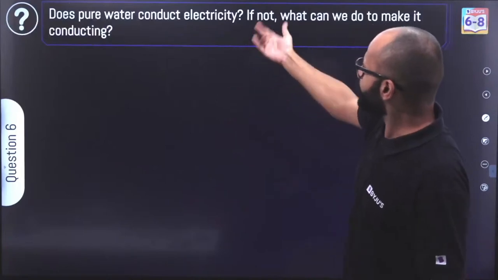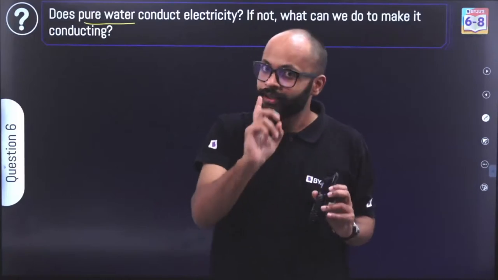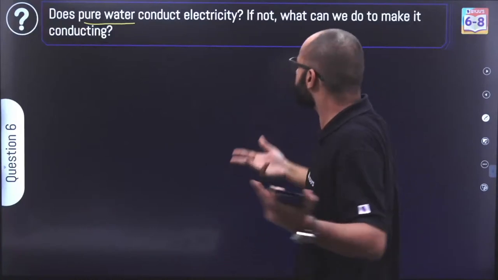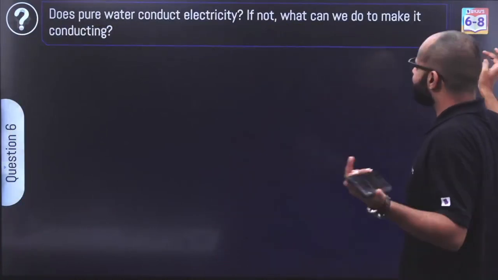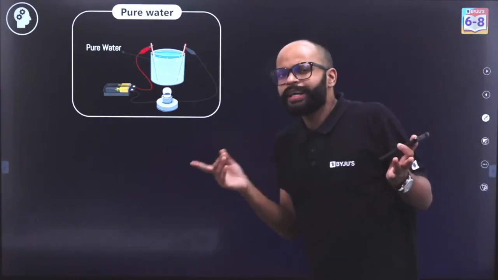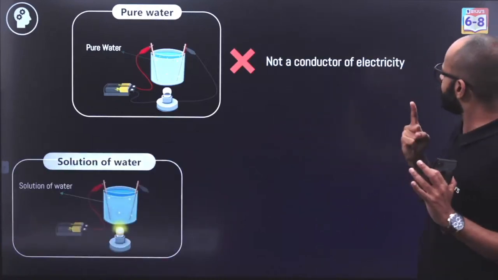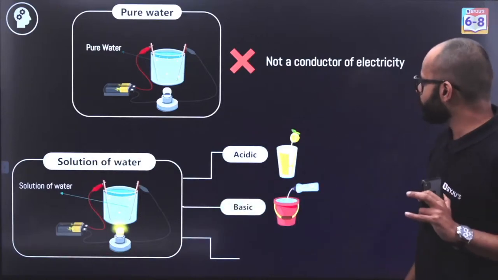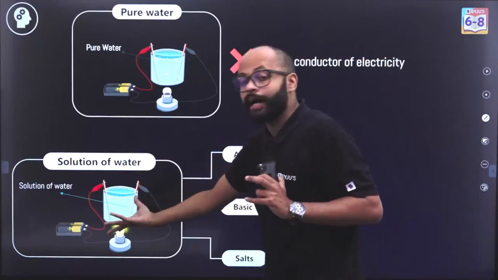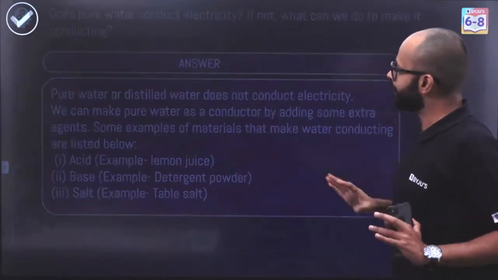Pure water means distilled water, which is not a good conductor. If you want to make it conducting, you add some impurity, meaning acid, base or salt, simple. If not, what can we do? Pure water is something we call distilled water. It is a bad conductor. It does not have free ions. If you want to make it conducting, you have to add something. What can you add? Acid, base or salts. If you add these things, you will actually give it ions and ions will then conduct the electricity. That's why this is the correct answer.